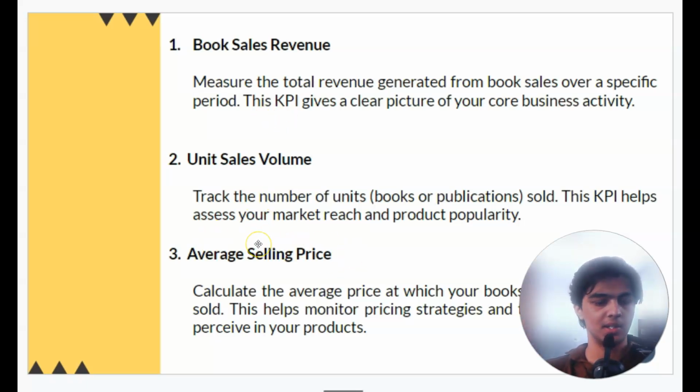Average selling price. This indicator will calculate the average price at which your books are sold or your publications are made, or the e-books that you are selling, at which price you've been selling. The average price will be calculated by this indicator.